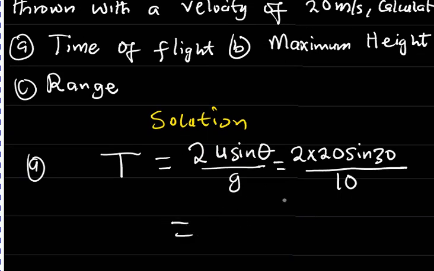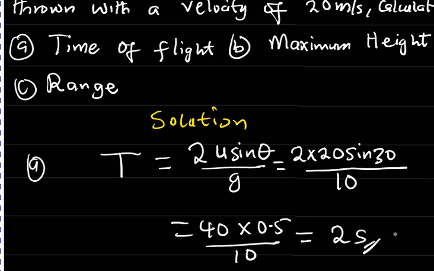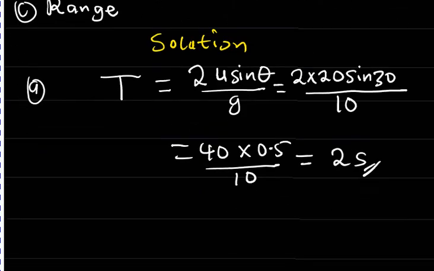So 2 times 20 is 40. Sine 30 is 0.5. 40 times 0.5 is 20. Then 20 divided by 10 is 2, so 2 seconds is the answer for the A part of the question.